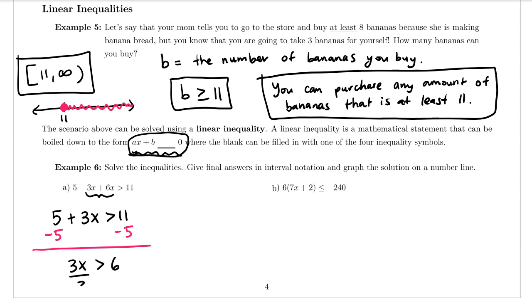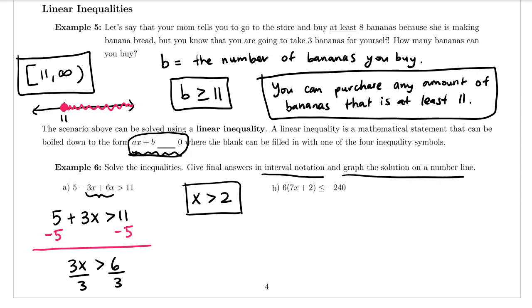And then from here I can divide both sides by 3, and if I do that, I'm going to get x is greater than 2. So there's my final answer in inequality notation, but it also says that we want interval notation and to graph the solution on a number line. So in interval notation, that would be 2 to infinity, like that.